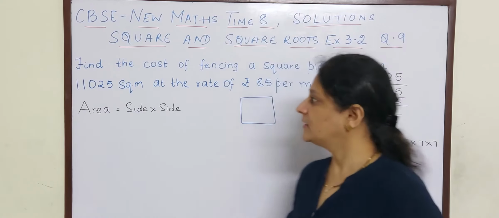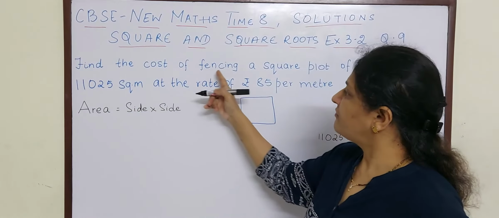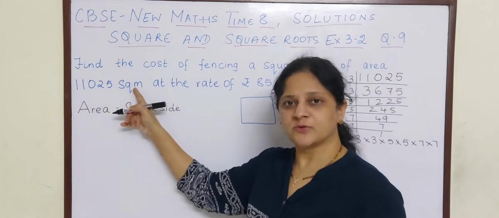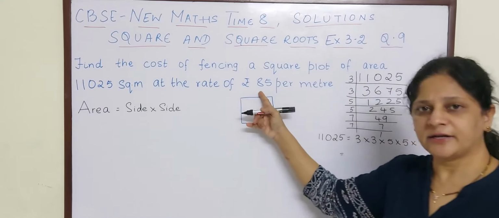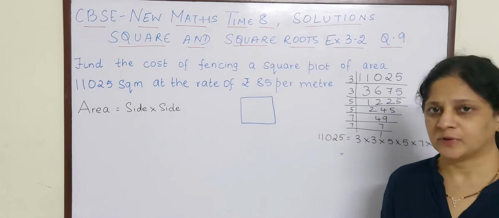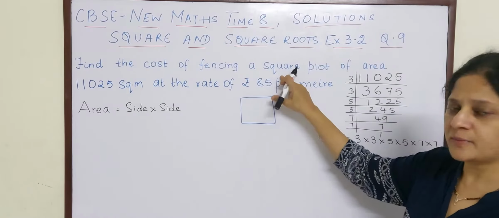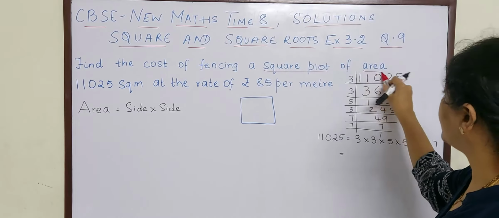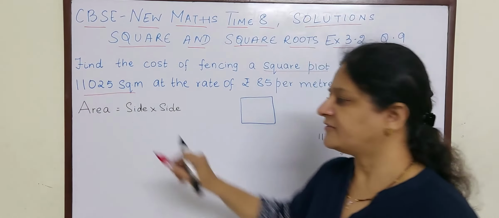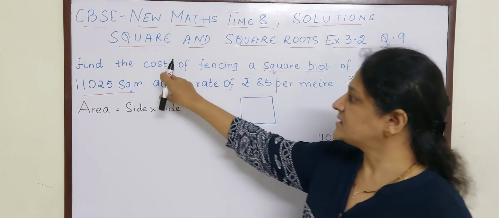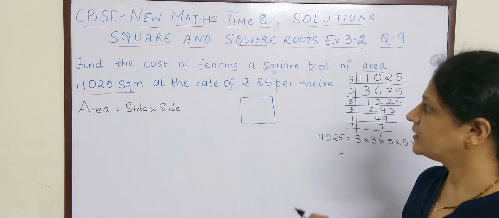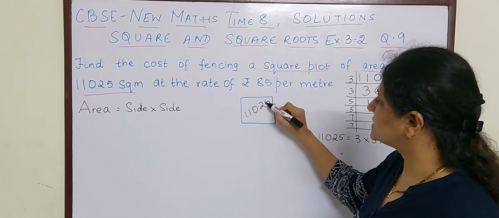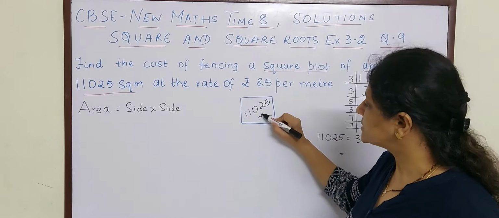and square roots. Find the cost of fencing a square plot of area 11,025 square meter at the rate of rupees 85 per meter. So here we have been given information that it is a square plot and it is having an area of 11,025 square meter, and they have asked us what is the cost of fencing. So children, we know that this is a square plot and the area inside this is 11,025 meter square, right?